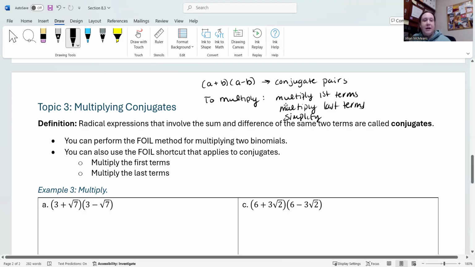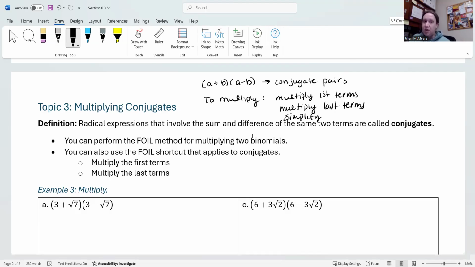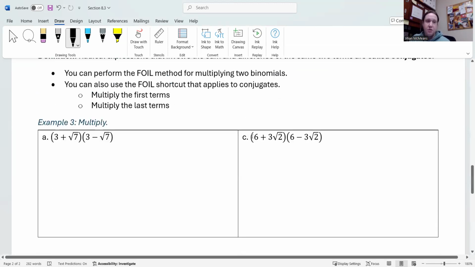So definition, radical expressions that involve the sum and difference of the same two terms are called conjugates, okay? So we just talked about that. You can perform the FOIL method for multiplying two binomials. So just like we did in the previous video, you can use that same idea of the FOIL method when you're multiplying conjugate pairs. However, there is a shortcut that applies to conjugates. You just multiply the first terms and multiply the last terms, okay?